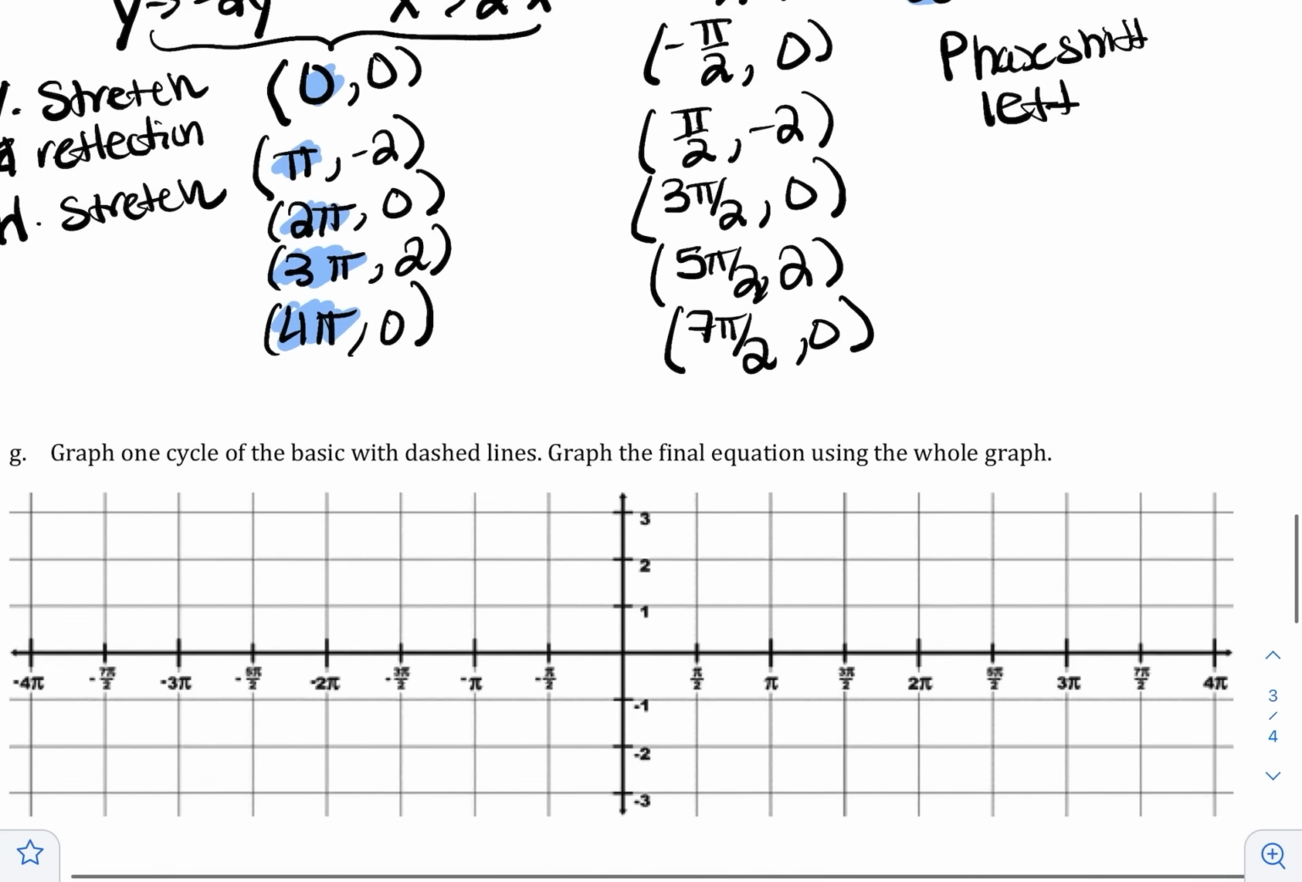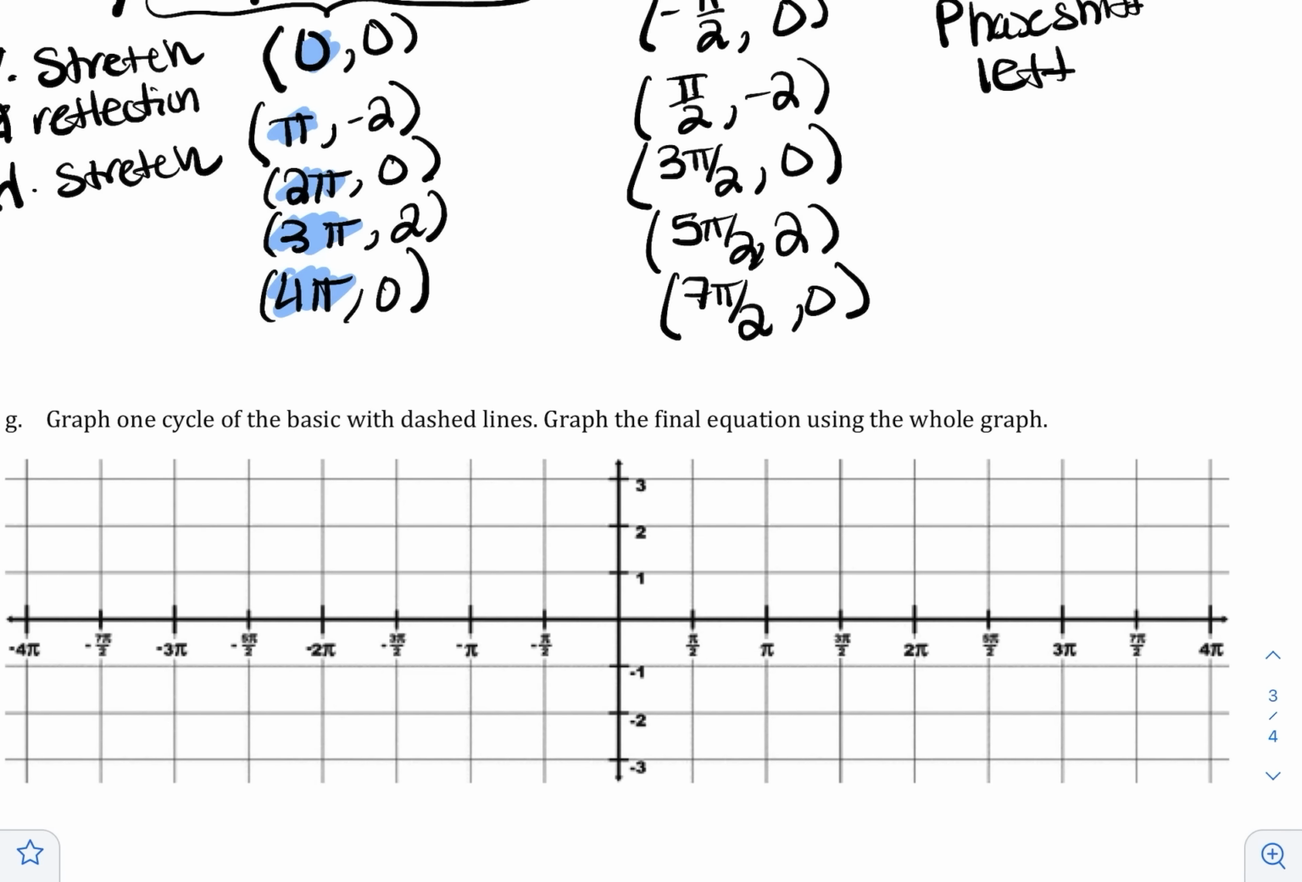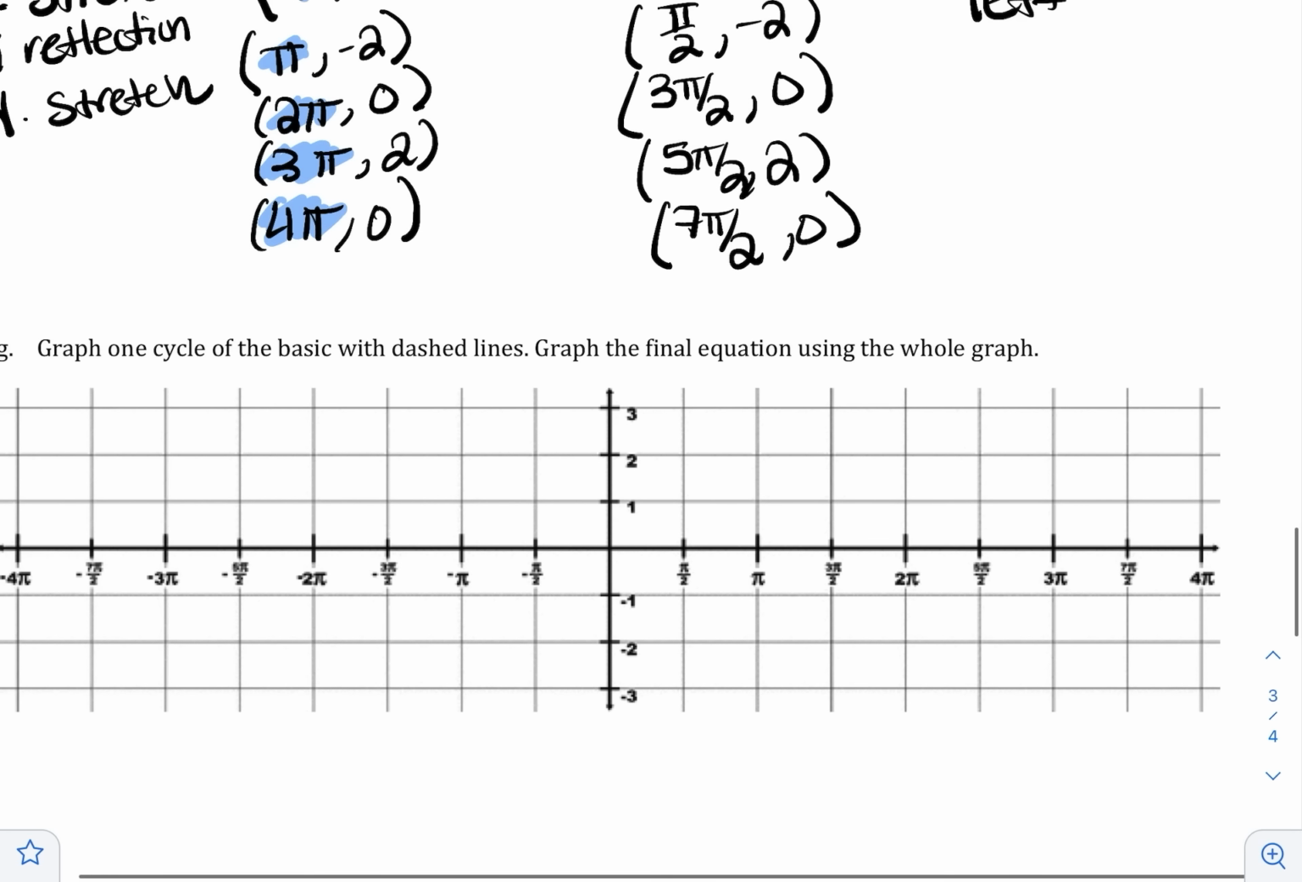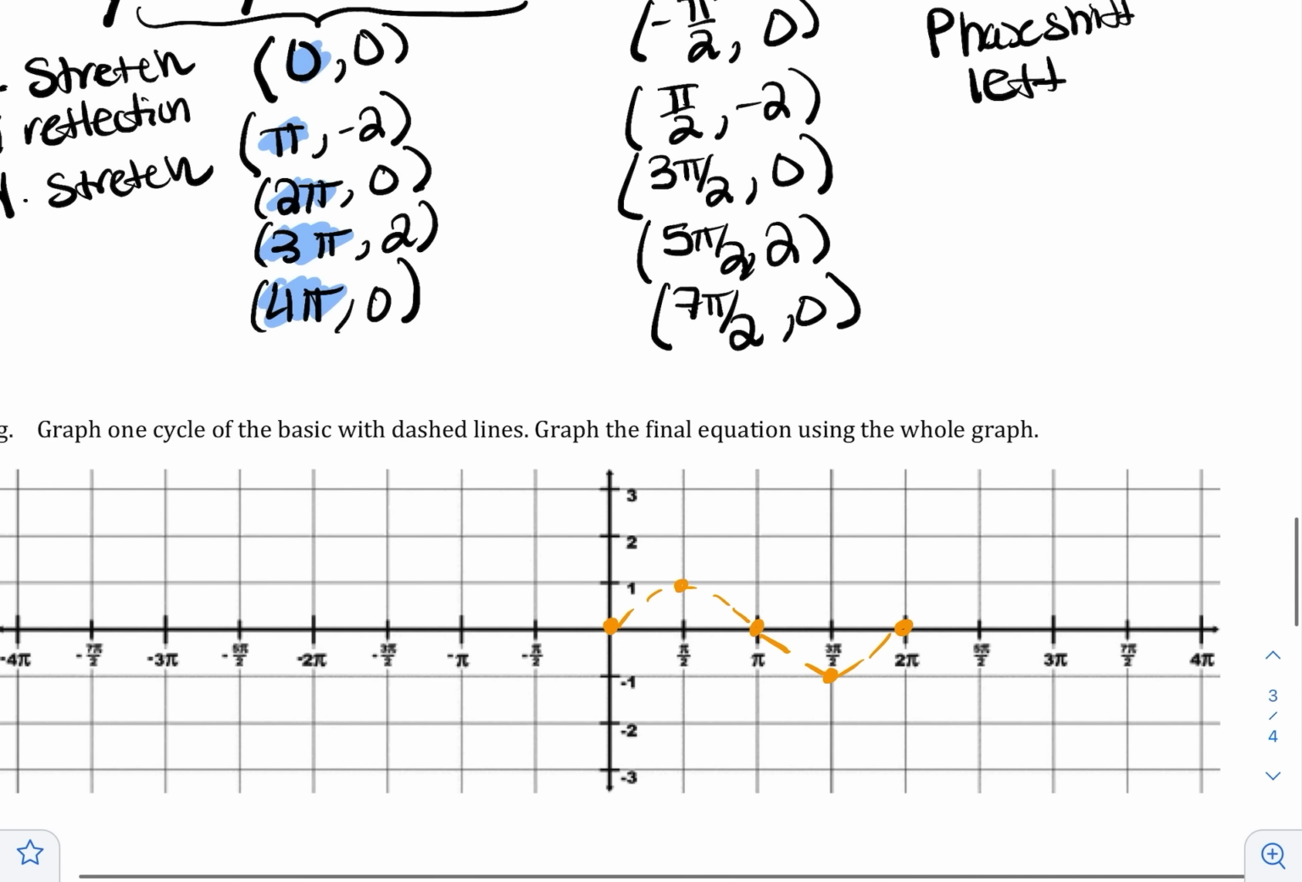Okay, here are my key points. So the instructions are the same. Graph one cycle with basic. I'm gonna do it in a different color this time. So the basic function of sine is 0, 0, then 1, then 0, then negative 1, then 0. I'm going to do it dashed. And then I'm going to plot my key points. So I have negative pi over 2, 0, pi over 2, negative 2, 3 pi over 2, 0, 5 pi over 2, 2, and then 7 pi over 2, 0.